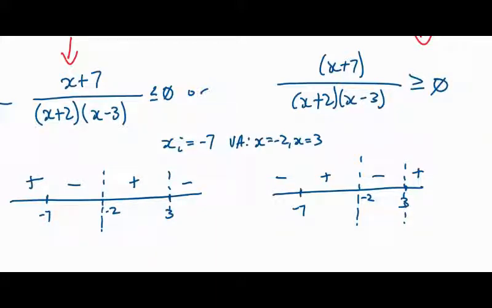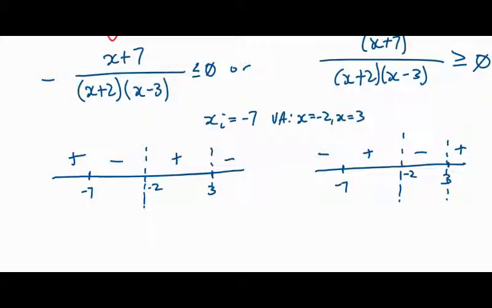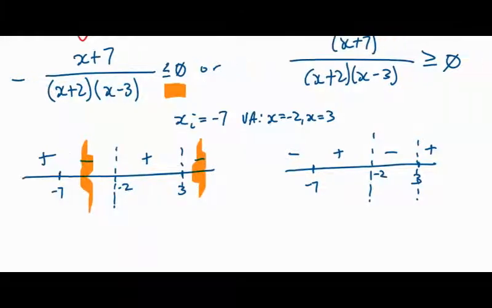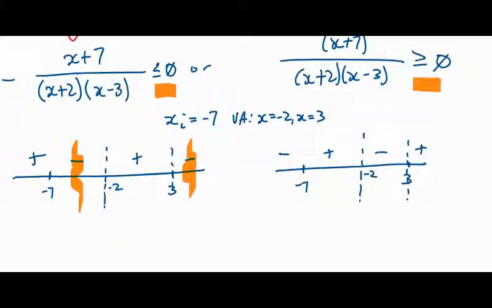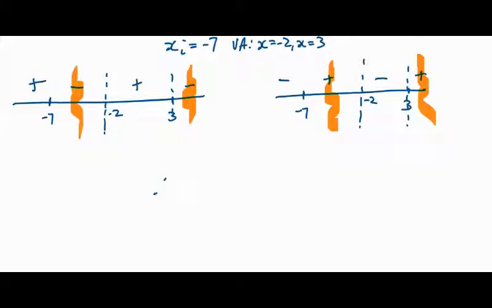And watch. Where are the intervals where this is less than 0? Here and here. And where are the intervals where this is greater than 0? Same intervals. So your solution, and this was including, so is negative 7 less than or equal to x less than negative 2 and x greater than 3. In both cases, same solution, subtle differences, but things that you have to pay attention to and understand and decide how you want to do it, what's best for you.